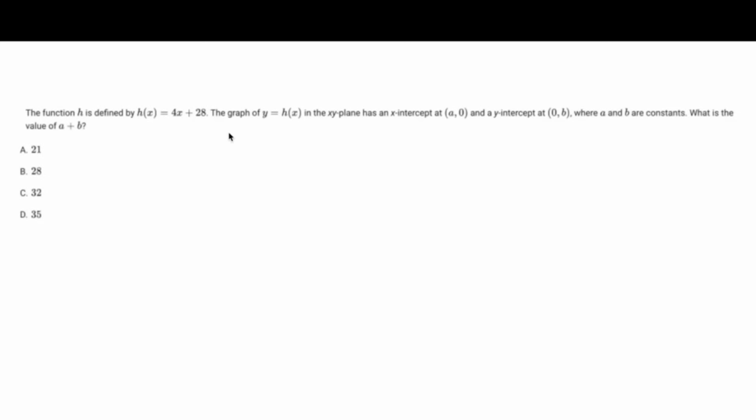The function h is defined by h of x equals 4x plus 28. The graph of y equals h of x in the xy-plane has an x-intercept at (a, 0) and a y-intercept at (0, b), where a and b are constants. What is the value of a plus b?